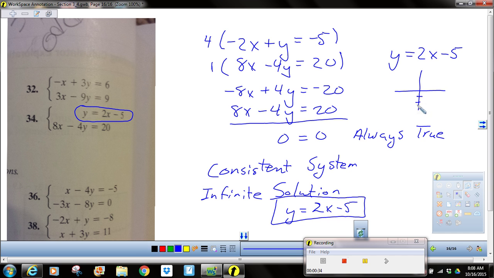It's the graph like this. Y-intercept's -5 and slope is 2, so every time I move over I'm going up 2. So I can draw a line through that. Line tool sure does make it easier.